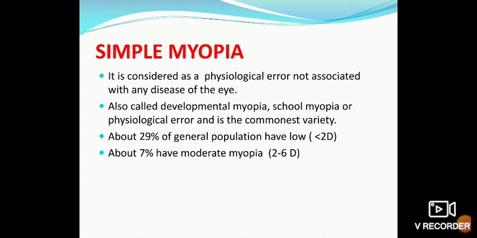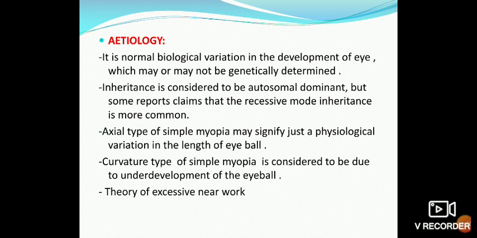About 7% have moderate myopia, that is 2 to 6 diopter. Okay, so etiologically, there are various factors responsible for it. It is a normal biological variation. Inheritance is also important. So it is considered to be autosomal dominant, but some reports claim that recessive mode of inheritance is also common. Again, remember, axial type of simple myopia is the most common type of myopia.